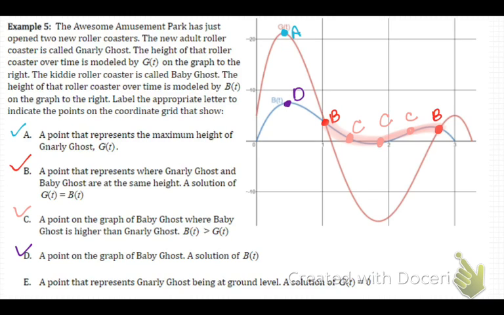And then finally, a point that represents Gnarly Ghost being at ground level. So a solution of G of 0, or G of T equals 0. So where is Gnarly Ghost at ground level? Where is it at 0? Near the what?